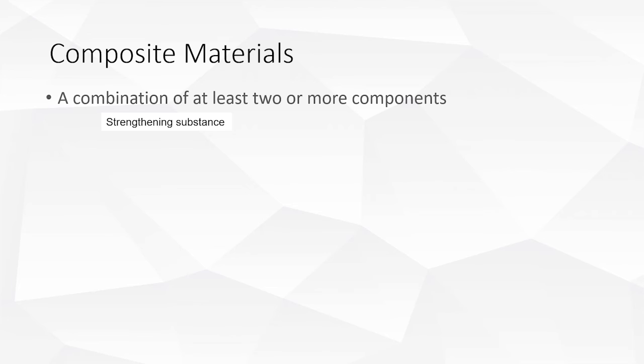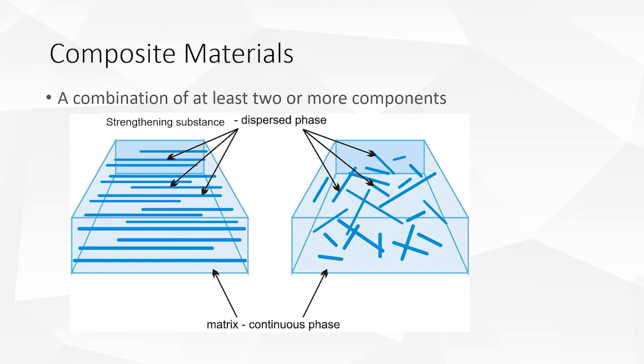In definition, a composite material is a material made from a combination of two or more homogeneous substances, that is, matrix substance and strengthening substance. As you can see in this diagram, the dispersed phase is the strengthening substance, which is dispersed in the continuous phase matrix. In simple words, the matrix substance surrounds and binds the strengthening substance together.